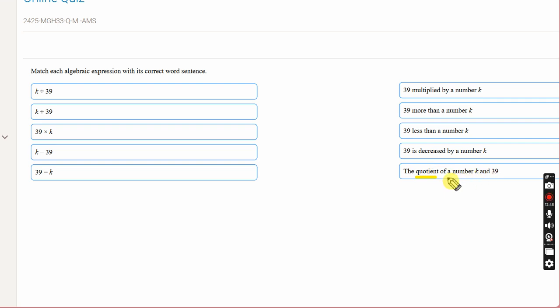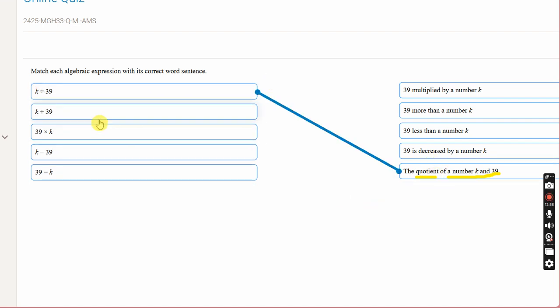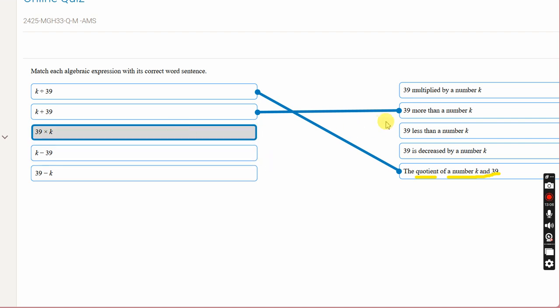What did I mention previously? Whenever you have a number k and 39, you will be writing k first and then 39. Okay, the next one is k plus 39. What is that? 39 more than a number k. What is more than? More than, we know that it's plus. And 39 times k, that's multiply.